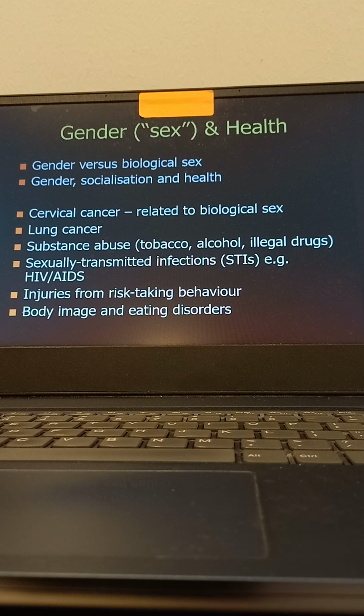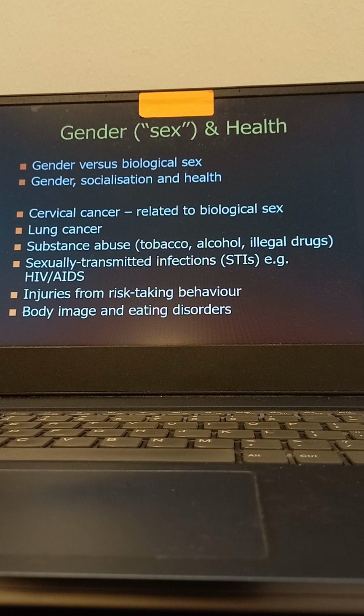Gender and health. Now, sociologists differentiate between gender and biological sex. Biological sex is whether we are born with XY chromosomes or XX chromosomes, and whether biologically we are male or female. Gender is how we are socialized to behave in certain ways, to behave in masculine ways, feminine ways, and so on. And this can differ. Behavior that is acceptable for one gender or not acceptable can differ in different societies. So we want to see how gender and socialization affect health.